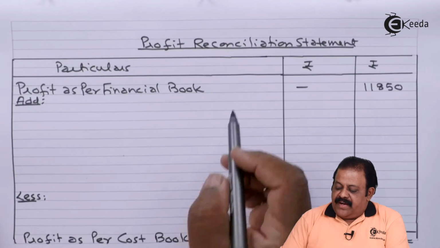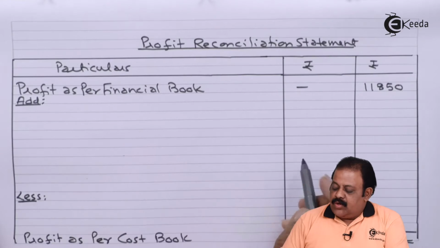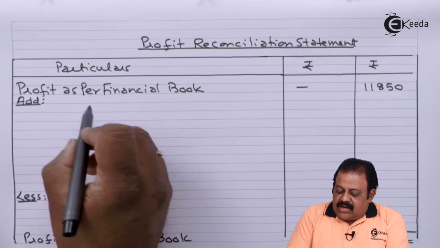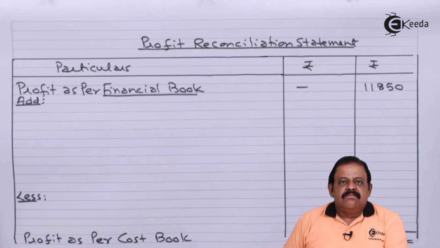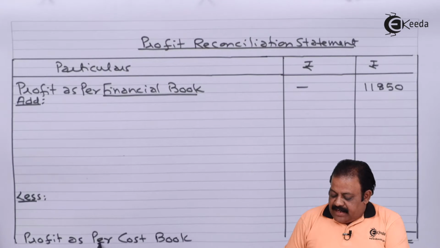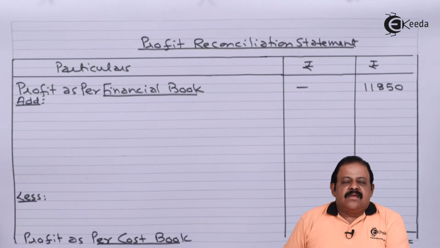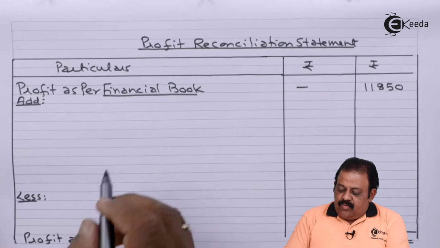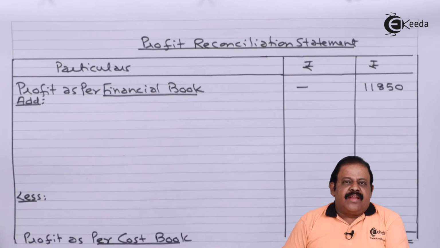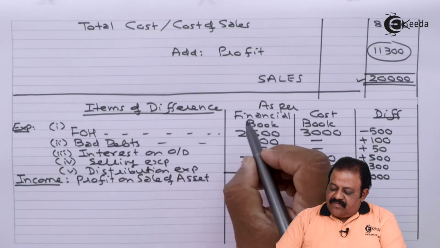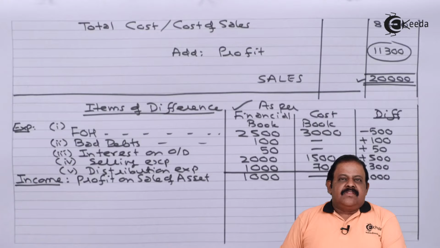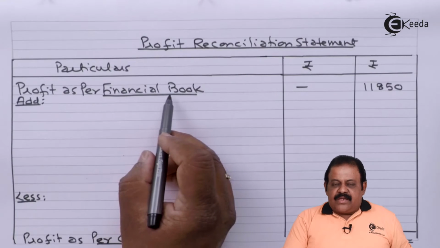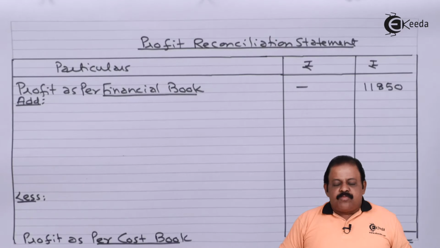This is the format of profit reconciliation statement, particulars and two amount columns. We are going to start with profit as per financial book. So finally we should arrive at profit as per cost book. This format is similar to preparation of bank reconciliation statement, where we start with balance as per passbook and arrive at balance as per cash book. Now here we have started with financial book. Therefore, when we prepared our working note, we took first column as financial book. This point has to be noted. Our statement is starting with financial book and ending with cost book.